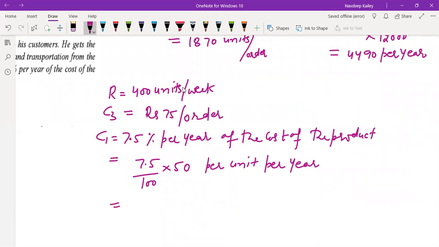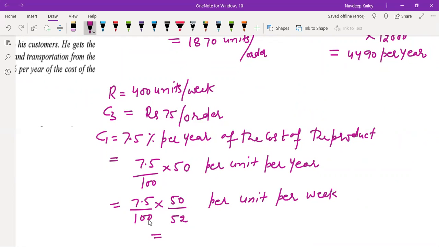Further, we have to convert it into weeks. Thus we get 7.5 upon 100 into 50 by 52, as we have to convert it per unit per week. After calculation, we will get it as 3.75 upon 52 per unit per week.